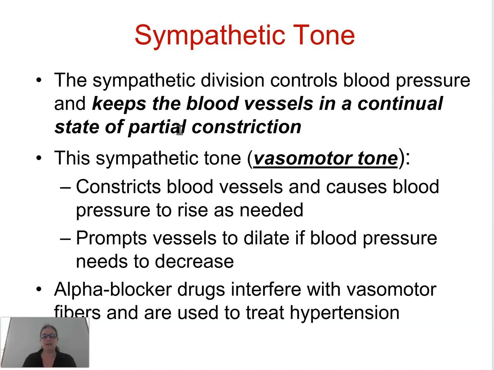I want you to think about this like a dimmer switch. It's always contracted, but you can back off the norepinephrine and the blood vessels open up, or you can constrict harder and they constrict even more. So we can increase or decrease the amount of norepinephrine to make the blood vessels constrict more and raise our blood pressure, or make them open up and lower our blood pressure. And that's what those alpha blocker drugs do. They interfere with those sympathetic fibers that help constrict. In this case, for blood pressure, you would want to relax, right? If you had high blood pressure, you would want to open it up or dilate. So that's your sympathetic tone.